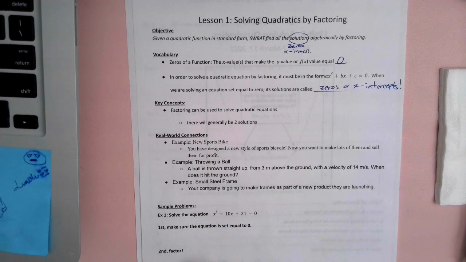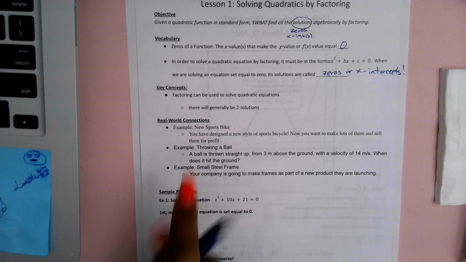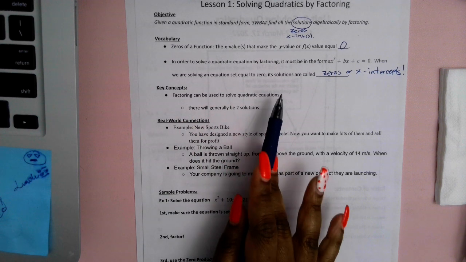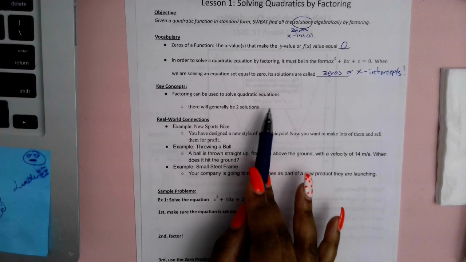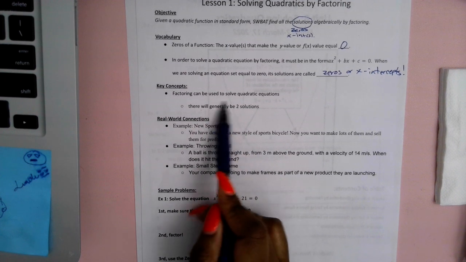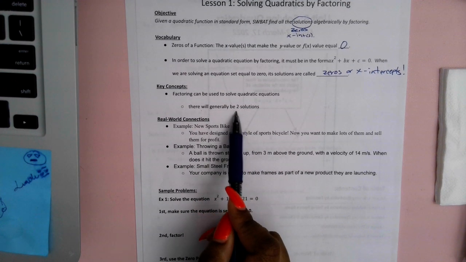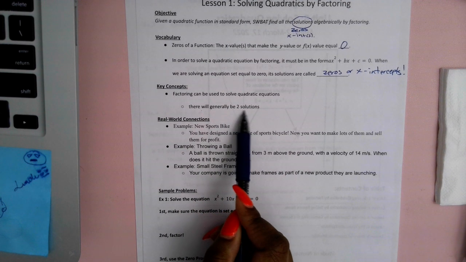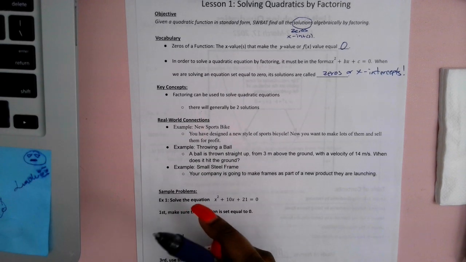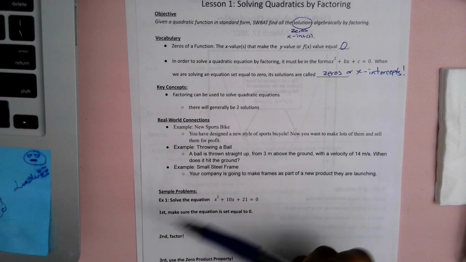Key concepts: factoring can be used to solve quadratic equations. There will generally be two solutions. And I say generally because sometimes 2 isn't the number of solutions you'll get. Sometimes you'll only get one solution, and you'll see more about that later.